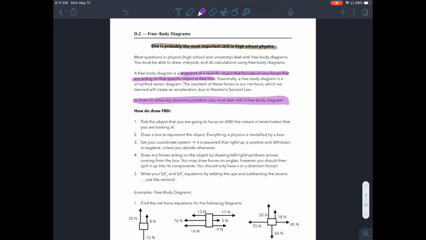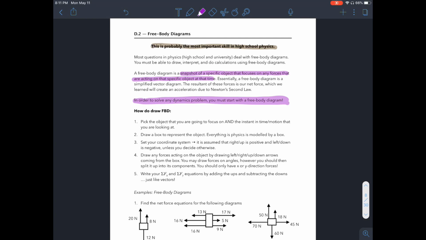So first step, pick the object that you're going to focus on and the instant in time or the motion that you're looking at. That one's pretty straightforward when it comes to the questions. You'll know exactly what object you're going to look at. In grade 12, you'll do things with multiple objects, so you'll have multiple free body diagrams. We're not going to focus too much on that this year, but that's just something to keep a lookout for.